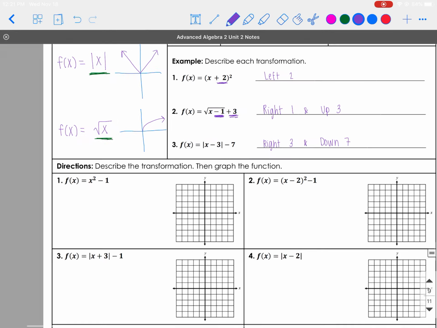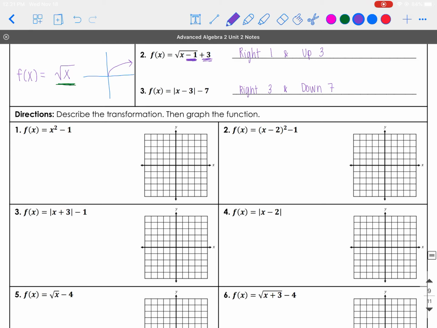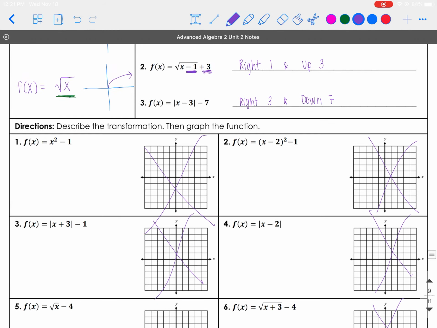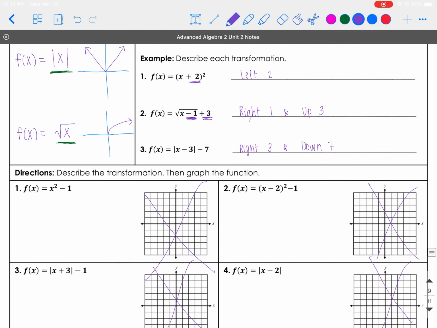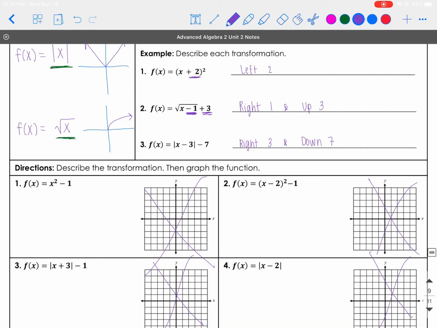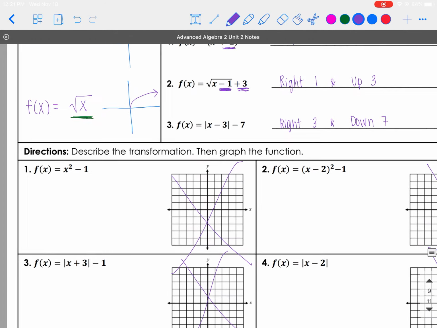So I want you to try a few examples here. There's 6, and don't worry about the graphing. You don't have to do any of that. I just want you to do the same thing we did for questions 1, 2, and 3. So pause the video and do those, and then you can play the video and check your answers.